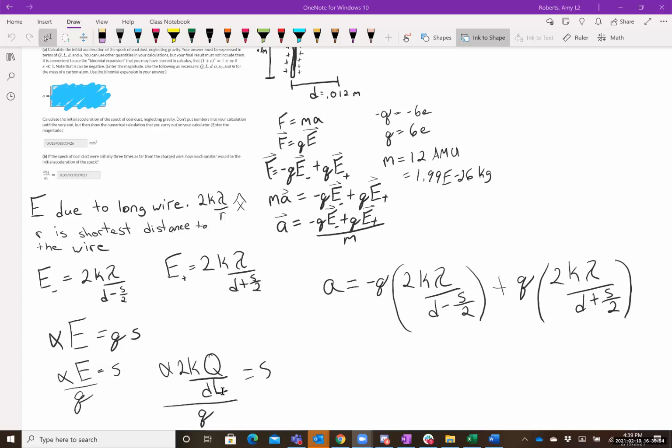Okay. And now if you calculate S, you can plug it into that equation, and you will get an acceleration. And then you can answer the second question by doubling all of your distances. So tripling all of your distances. On yours it's tripling.